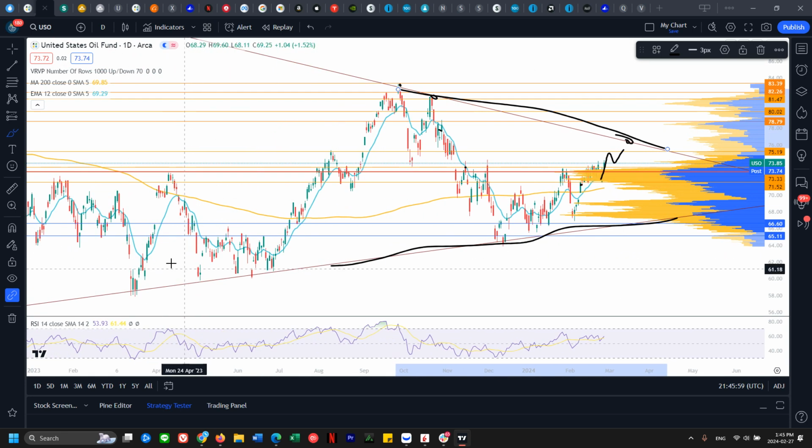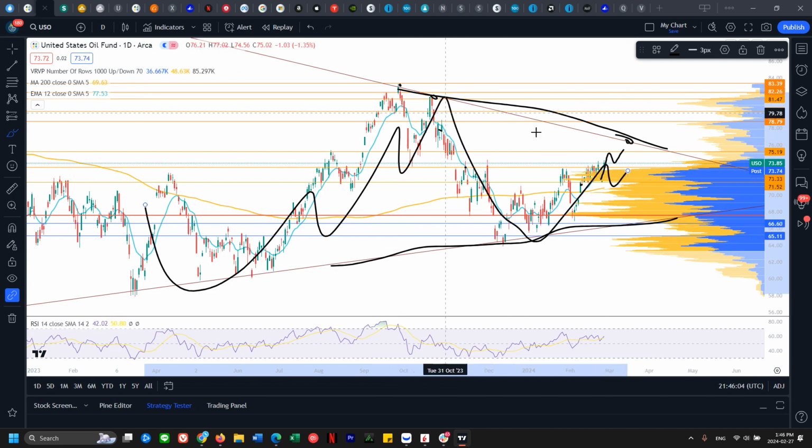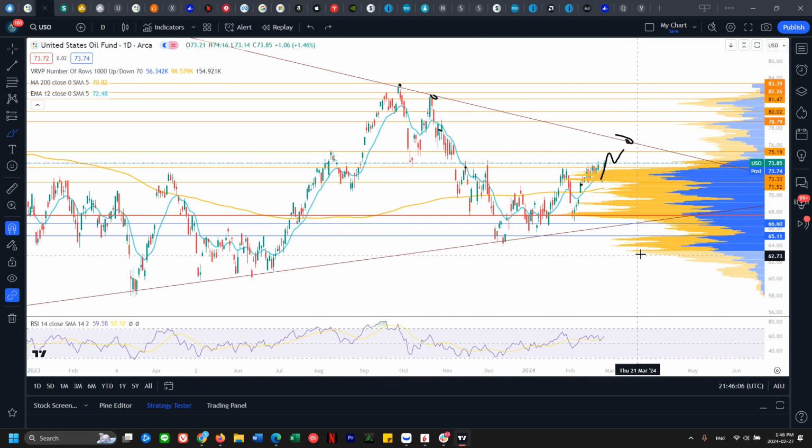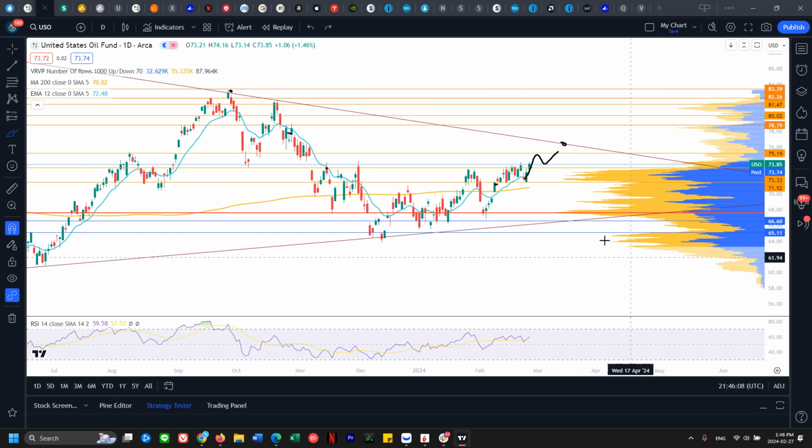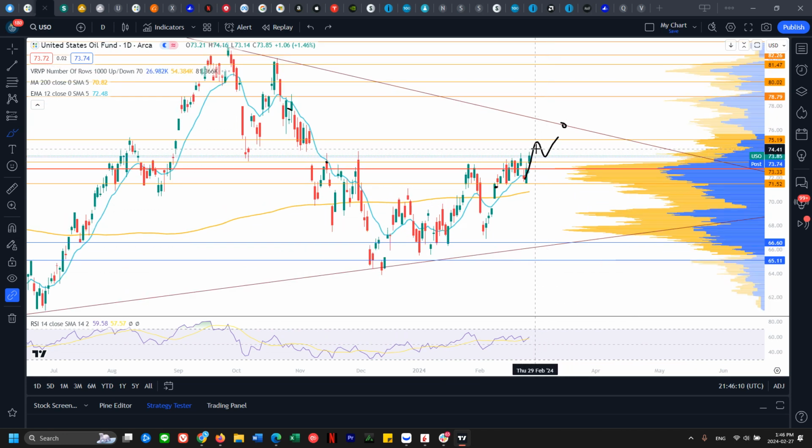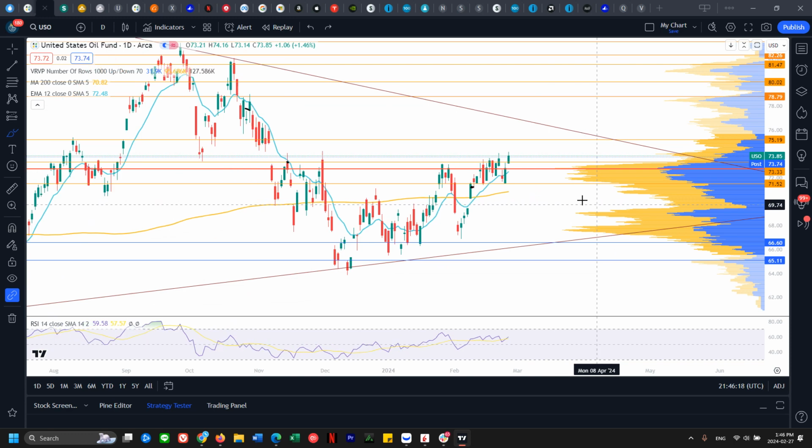You can see very clear back here, we had this line for months where they just kind of chop around within this big wedge triangle. Big picture, but the smaller picture is, let's see if we can break above here and back test and bounce, or bears take it lower and come back to 71.5 again.